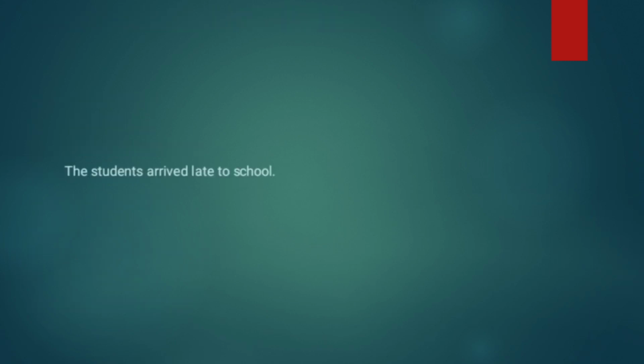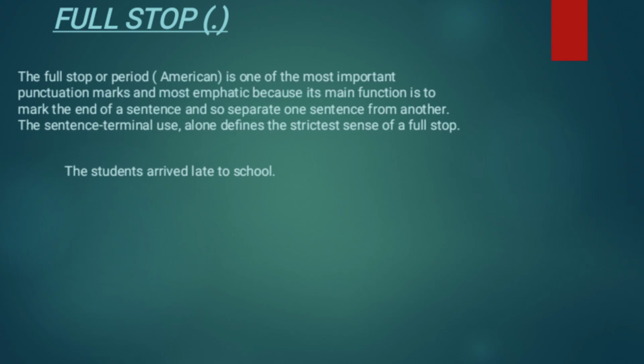Now let's start by looking at full stop. The full stop or period is one of the most important punctuation marks and most emphatic because its main function is to mark the end of a sentence and so separate one sentence from another. The sentence terminal use alone defines the strictest sense of a full stop. For example, the student arrived late to school. You can see that we have the full stop at the end of the sentence, and so we say that the full stop ends a sentence.